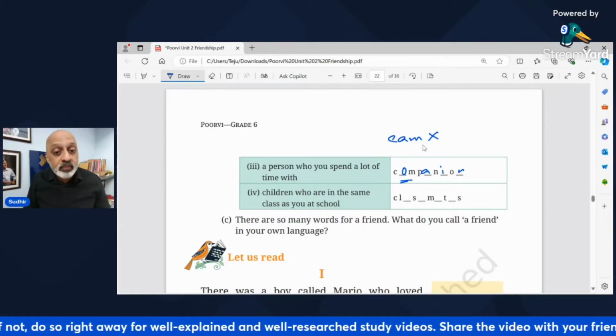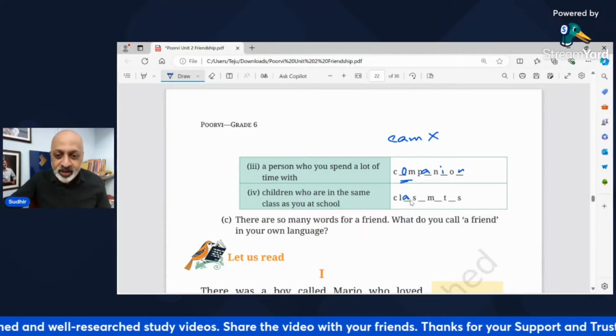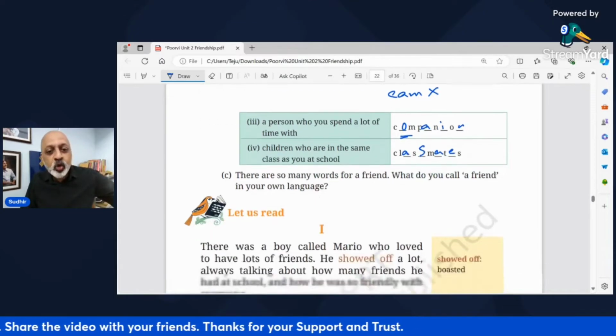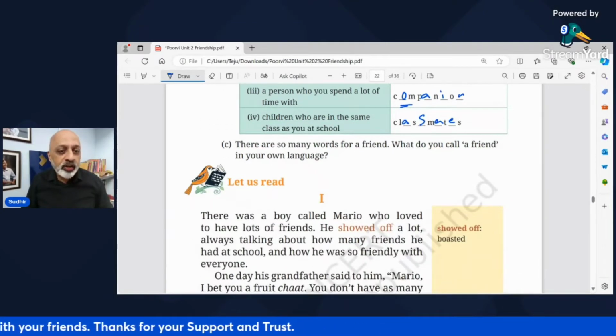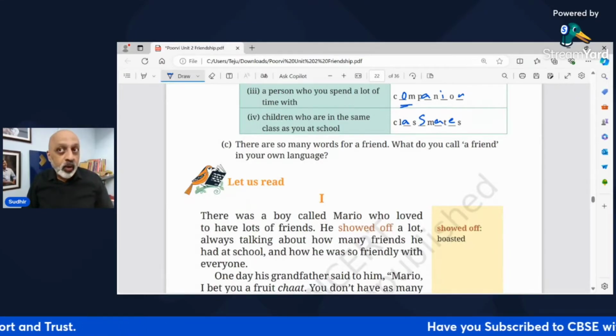Children who are in the same class as you at school are called, ये तो बहुत ही आसान है, classmates. Okay, classmates. There are so many words for a friend. What do you call a friend in your own language? You need to tell me what it is called.